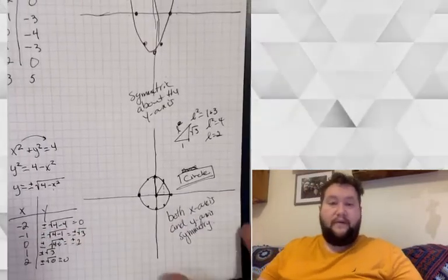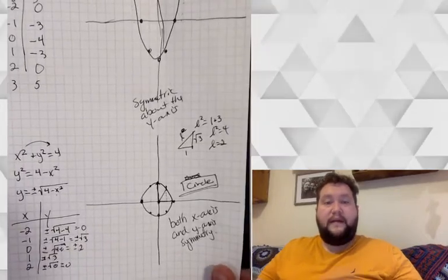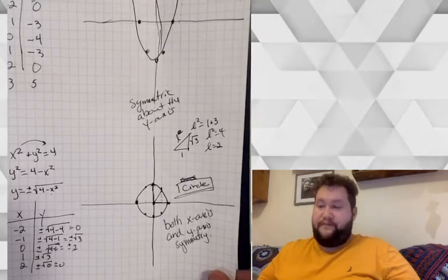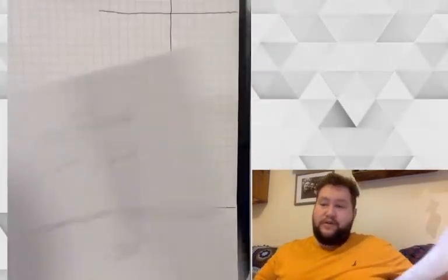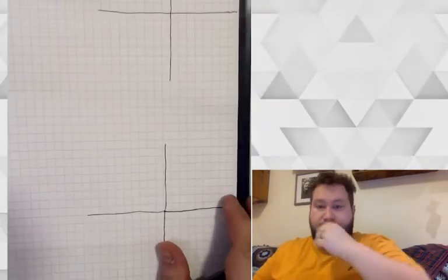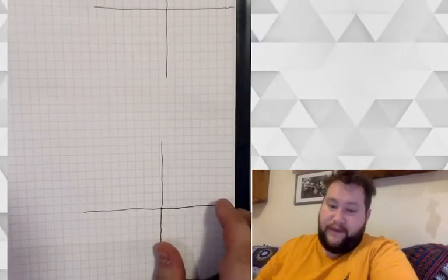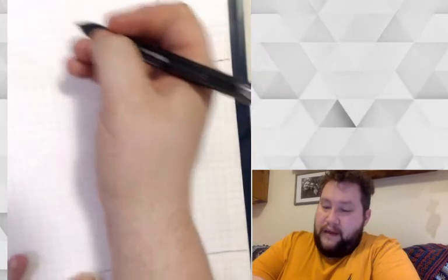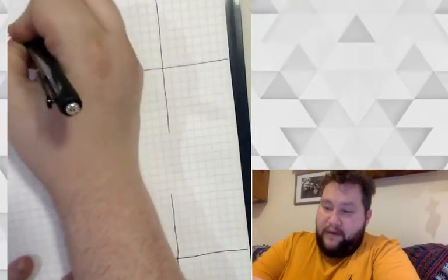And so what we get there is both x-axis and y-axis symmetry. And I want to look at just 2 more graphs today, whenever you're watching this video. We have the equation y equals negative x cubed.